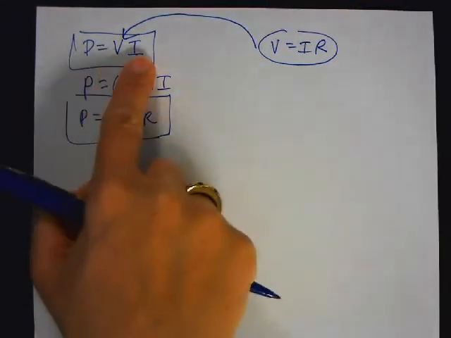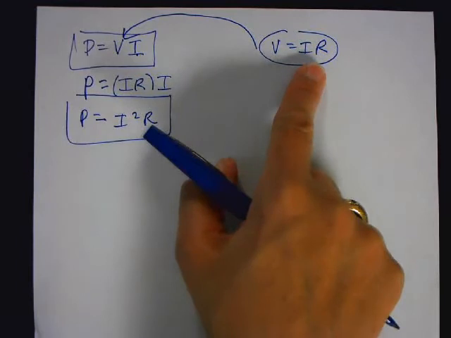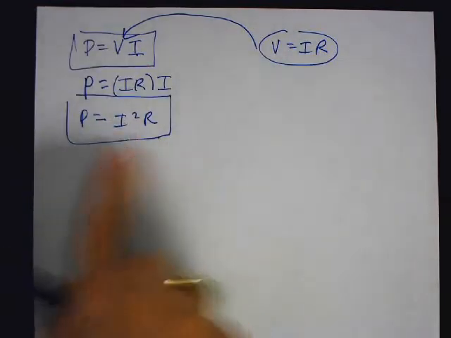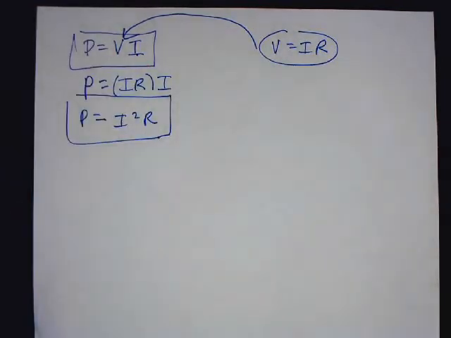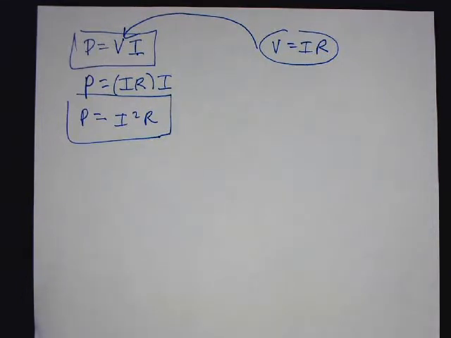P is equal to VI. If I use Ohm's law and say V is equal to IR and substitute it back into here, now I see the two different variations. So you could either derive this, or it might be easier just to remember it like this. That would be my recommendation. Okay.